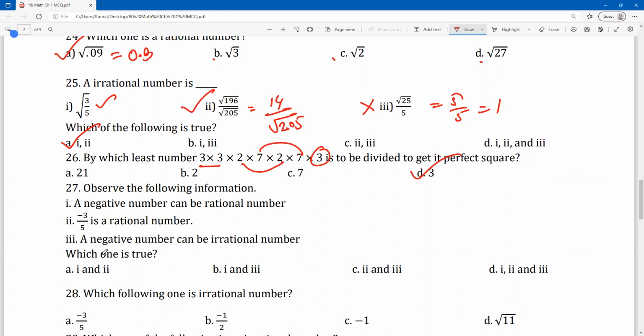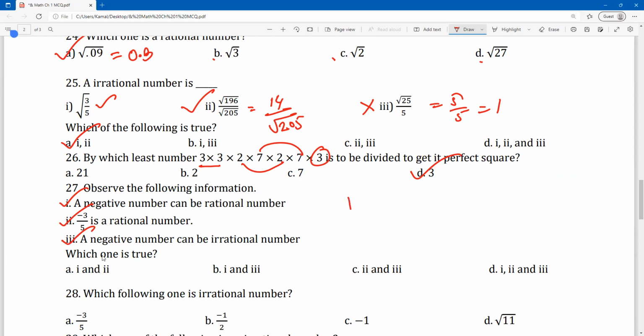Observe the following information. A negative number can be a rational number. Definitely, a negative number can be a rational number. Minus 3 by 2 is a rational number. A negative number can be an irrational number. Yes, a negative number can be rational, and can be irrational. No problem.